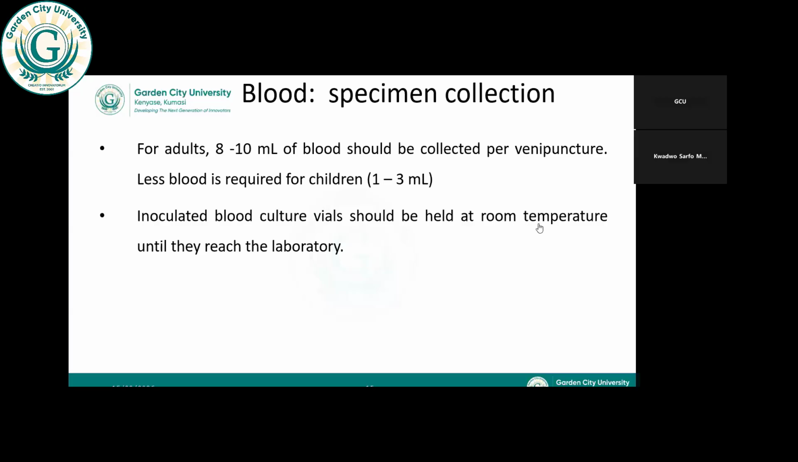And keep them at room temperature. If it is for blood culture, take note, please. If it's for hematology, the condition will be different. But for blood culture, keep at room temperature. Don't keep refrigerated.